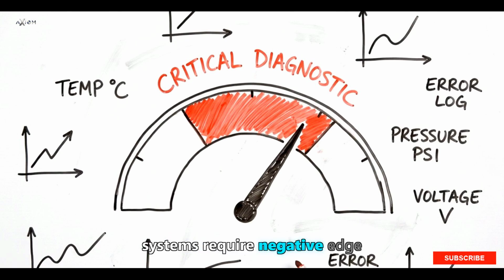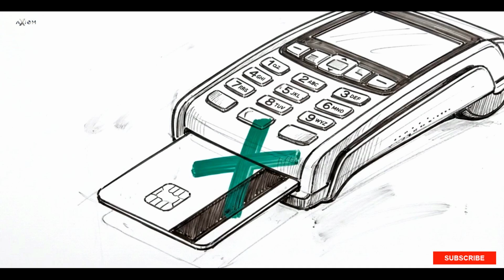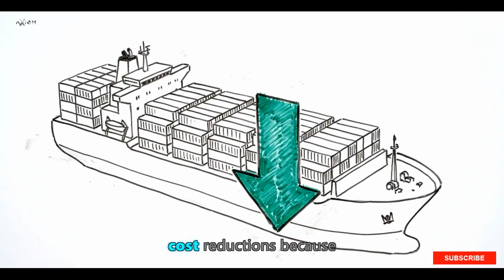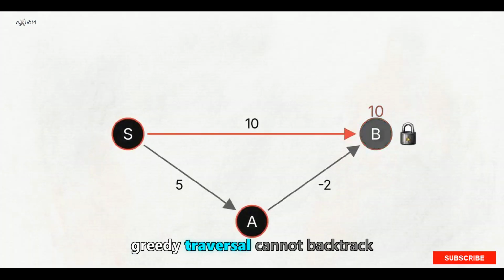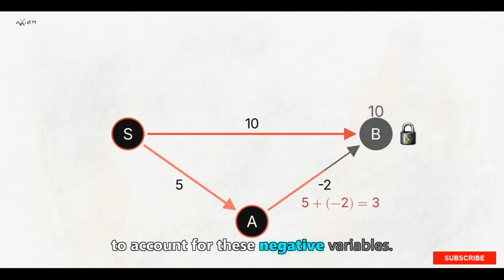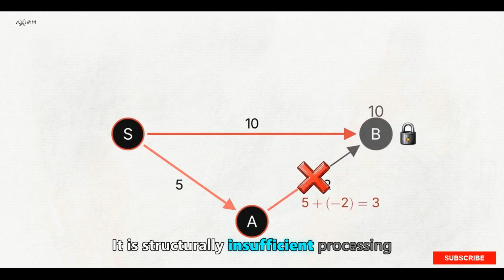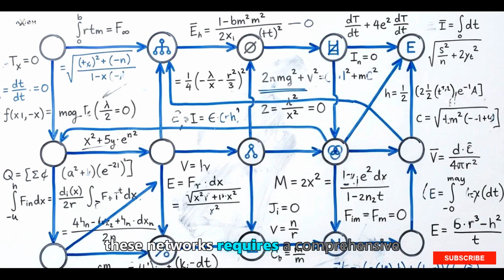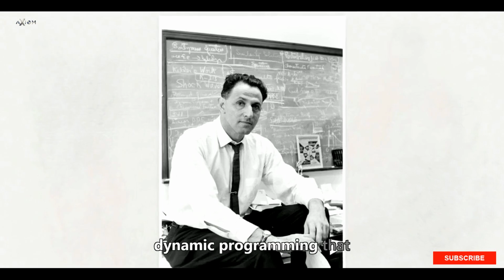Advanced systems require negative edge weights to function accurately. It can represent energy recovery, cash back in routing, or logistical cost reductions. Because greedy traversal cannot backtrack to account for these negative variables, it is structurally insufficient. Processing these networks requires a comprehensive dynamic programming approach.